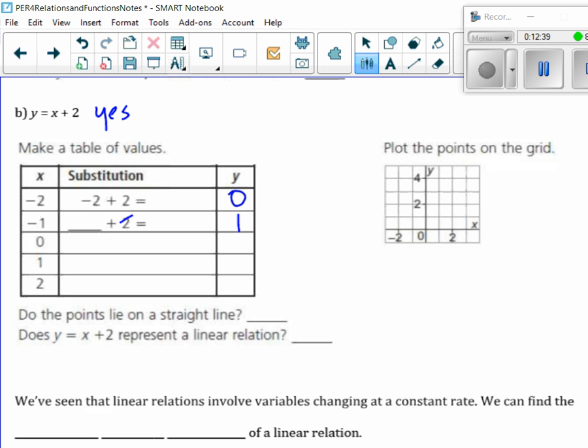0 goes in there. What do we get? 1 goes in there. What do I get? 3. Am I losing anybody going this fast? Okay, so let's just go negative 2, 0, negative 1, 1. You can see it all forms a nice, beautiful line here. Do you see?